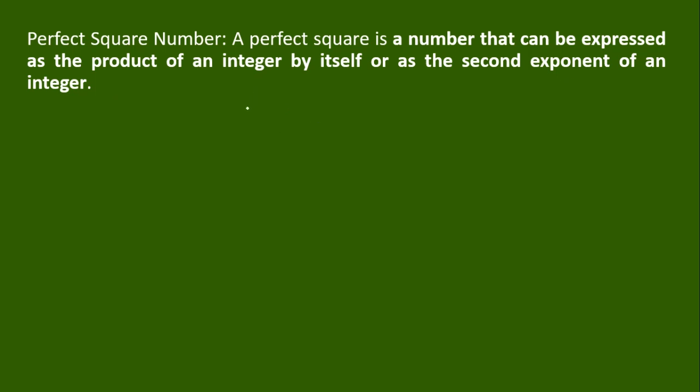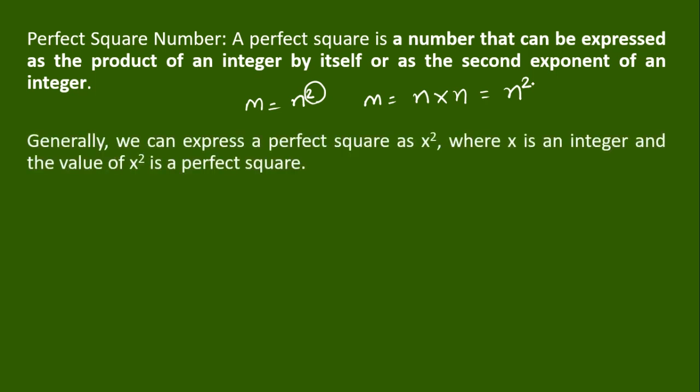Second exponent means, as I'm writing, m is equal to n square. This square, which I'm writing as a superscript, is called an exponent, the second exponent. So I can write m as equal to n multiplied by n, or I can write it as n square. That is what a perfect square is. Generally we can express a perfect square as x square, where x is an integer and the value of x square is a perfect square. So that is what a square number is.